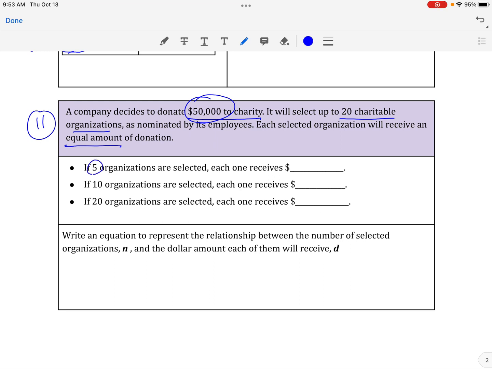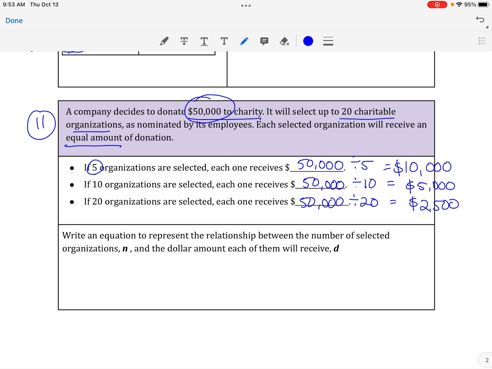So if just 5 organizations are selected, we have to take that 50,000 and divide it by 5, which will give us 10,000. So each organization gets $10,000. If there are 10 organizations, more people have to share the same amount of money, so each one only gets 5,000. And if they choose to donate to 20 organizations, then that number is further reduced. Each organization only gets 2,500.